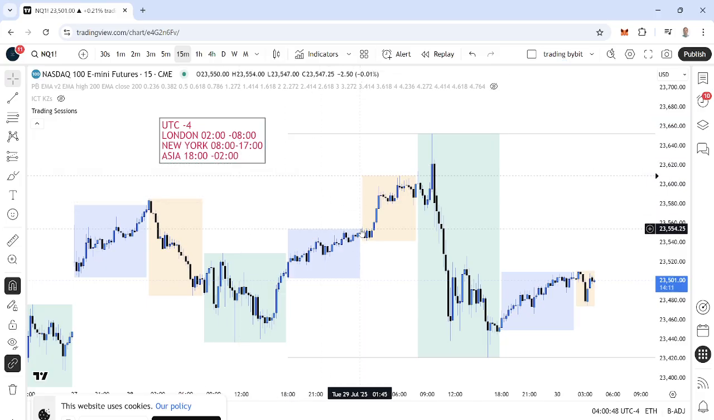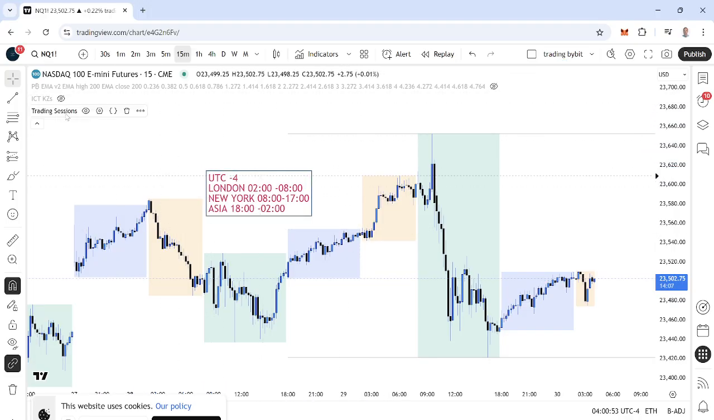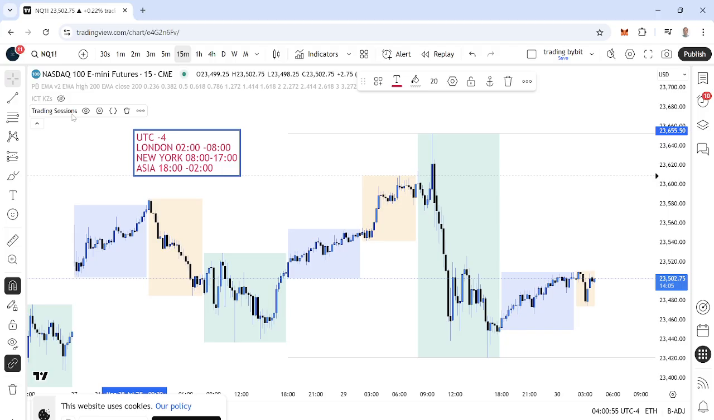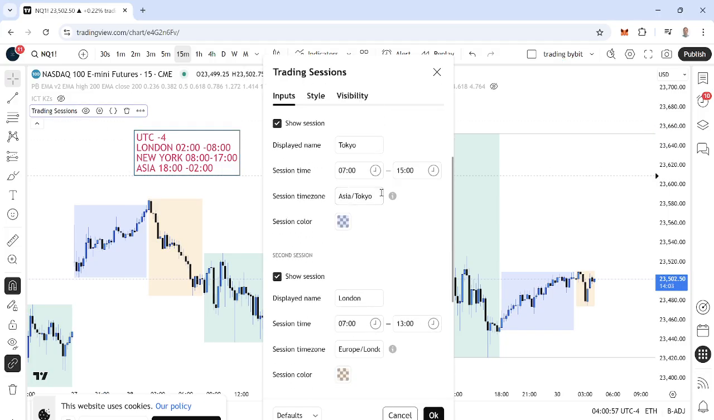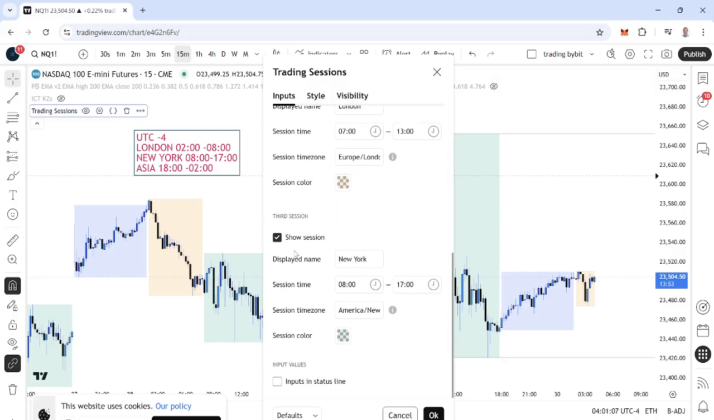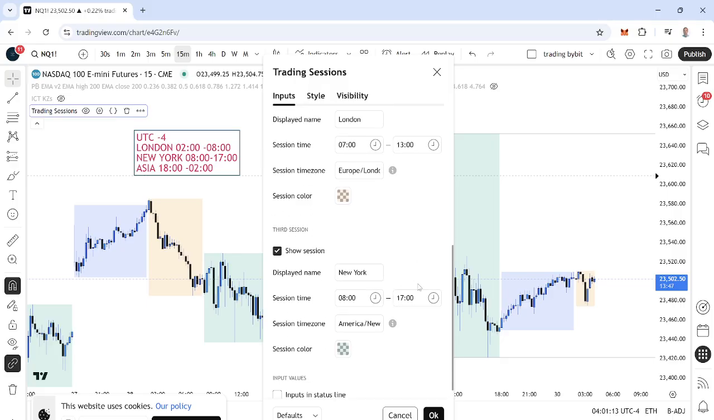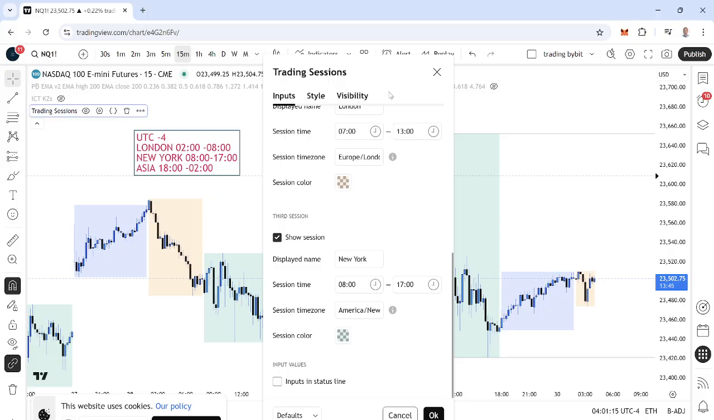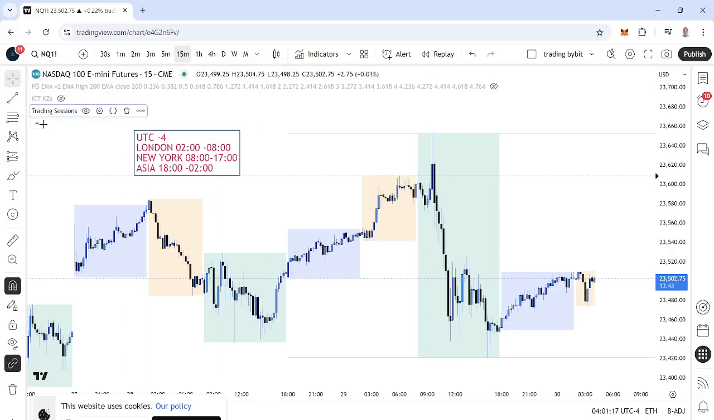Just make sure they don't overlap each other. Normally, if you put 2 into it, it's on the screen. I'll open my trading session again. If you're on a different time zone, if you put these in, you can perfectly be fine. So again, Tokyo session from 7 to 3, London session from 7 to 1, and the third session, New York, from 8 to 5 in the afternoon. If you put this in, you will have the same as I have.